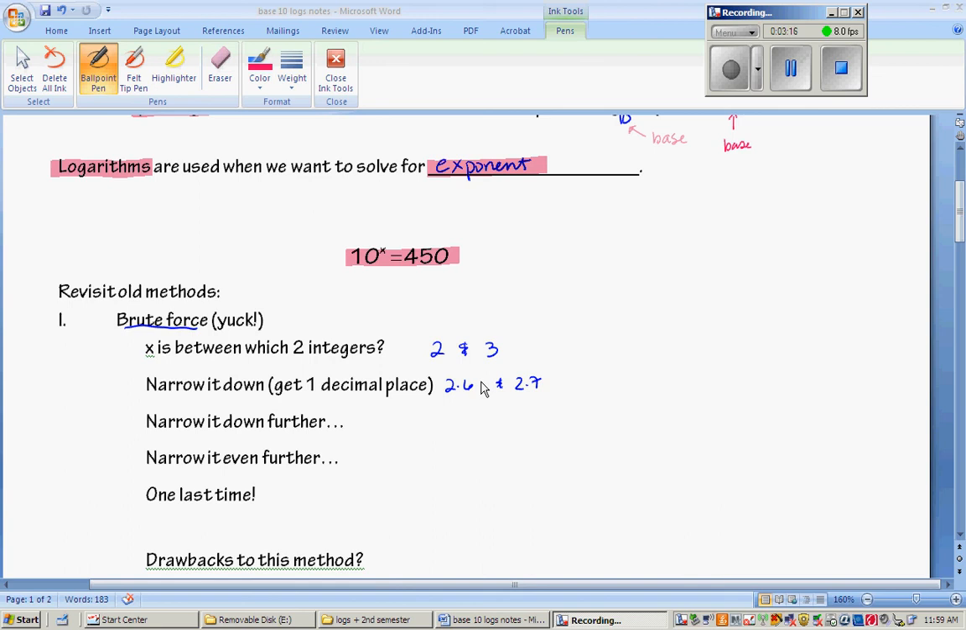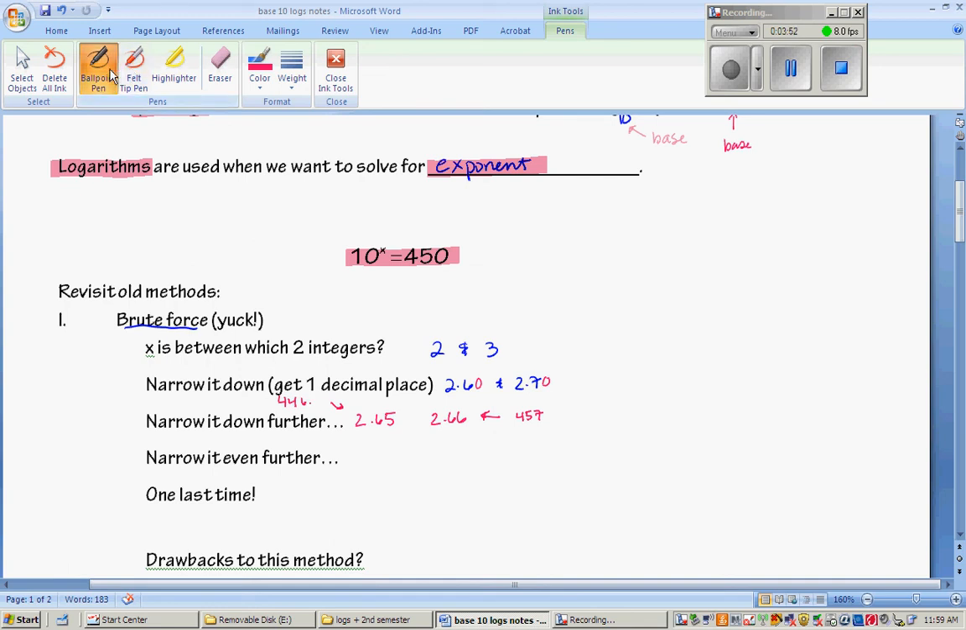Well, you were trying to narrow it down further, and you're looking for numbers between 260 and 270. So we're going to find out that it ends up being between 2.65 and 2.66. 2.66 will give us 457, which is way too far away from 450. And 2.65 is going to give us 446 point something, which is still too far from 450. So we're going to narrow it down again.